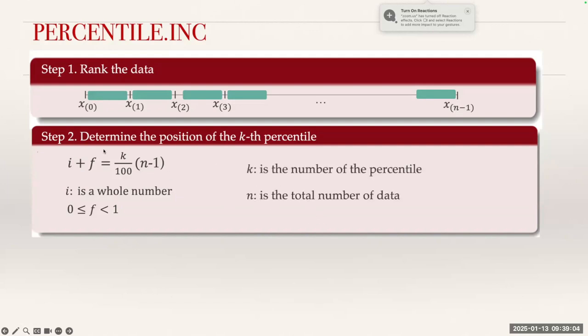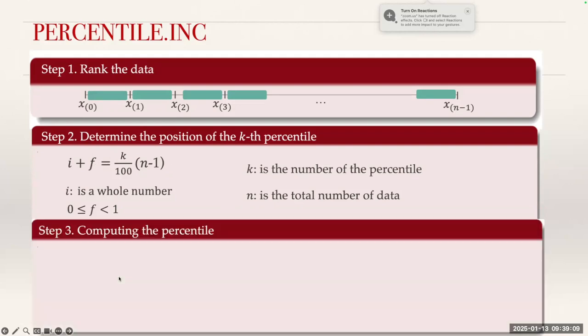So when you get the number, what will be the percentile? The PERCENTILE.INC will be x sub I. So if this I was 20, it will be the data in position 20, plus the fraction, the decimal, multiplied by the difference between the data in the next position minus the data in the position I. I think it's better with an example.